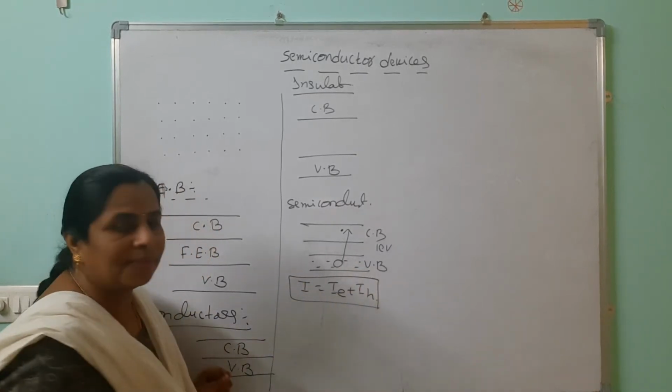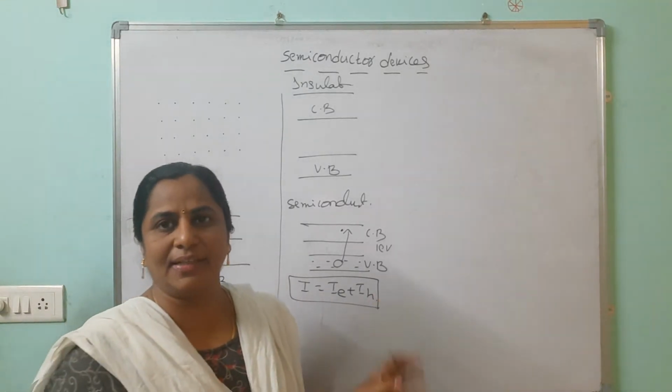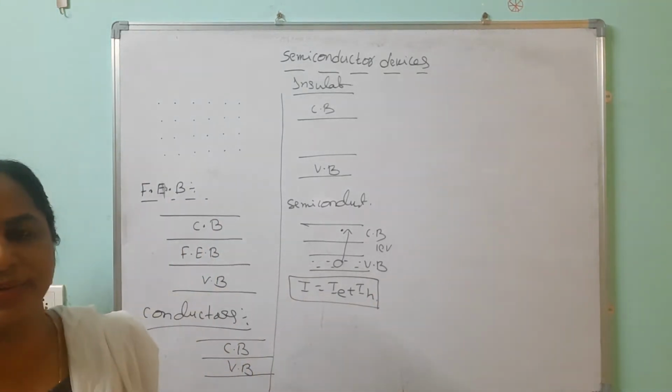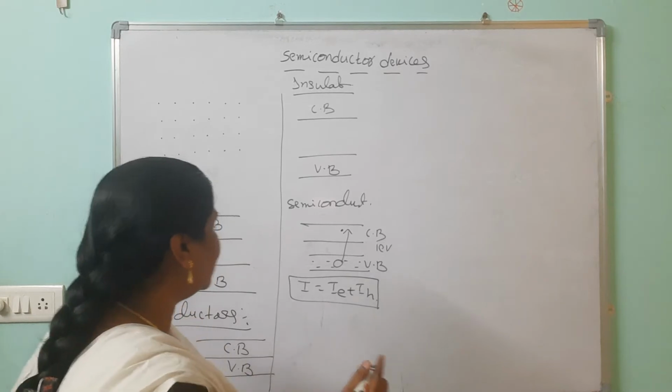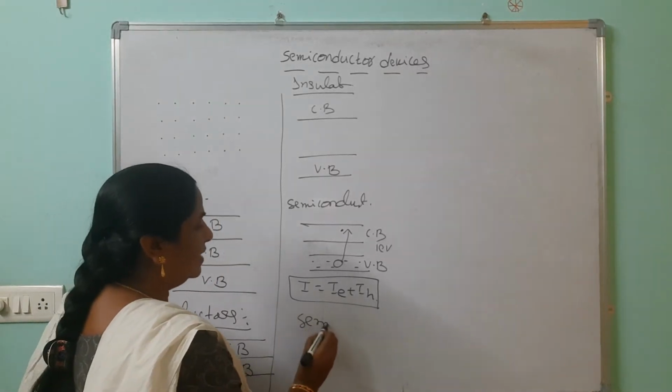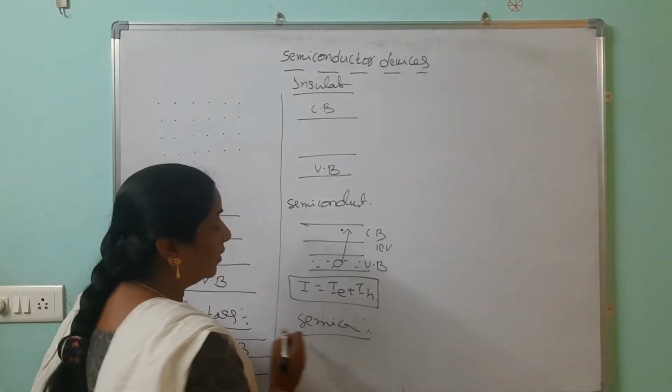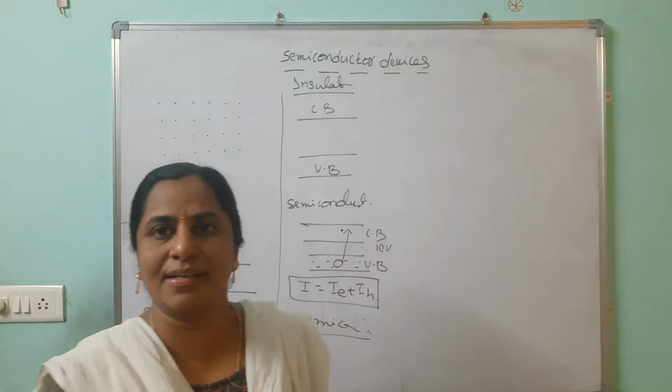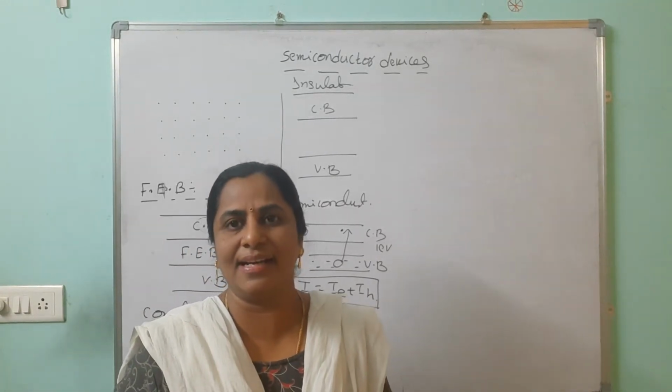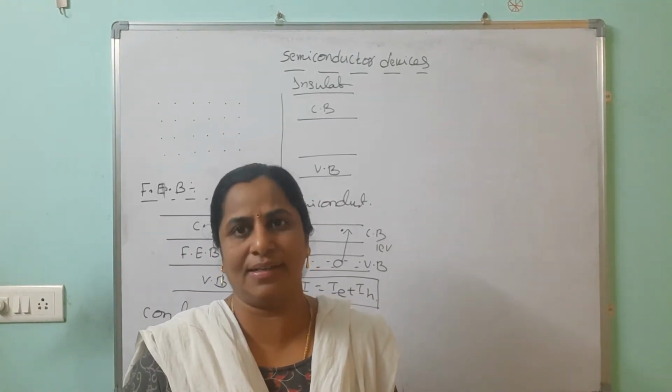This is about the semiconductors based on the forbidden energy gap. Now we are going to discuss what semiconductors are. You know that, but what are the examples of the semiconductors? Germanium and silicon are the examples for the semiconductors.